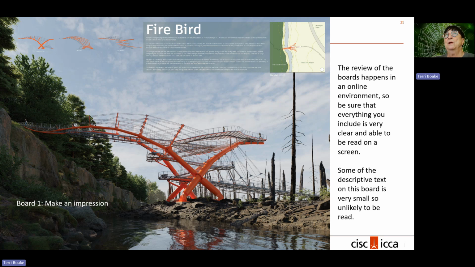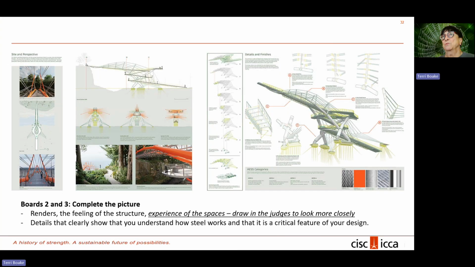On this particular board, I find the font at the top for the explanation is a bit small, and it would require somebody to zoom in quite far in order to actually read that. You're better off to have less text and make it slightly larger so that it's easier for the jurors to read. So boards 2 and 3 then complete the picture.